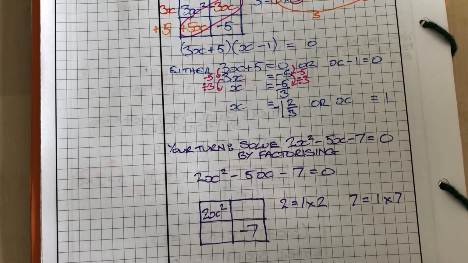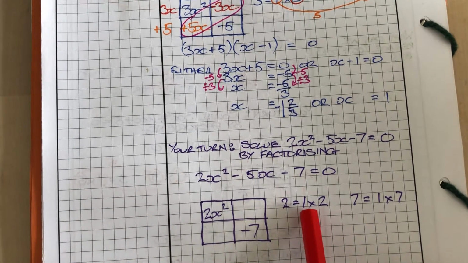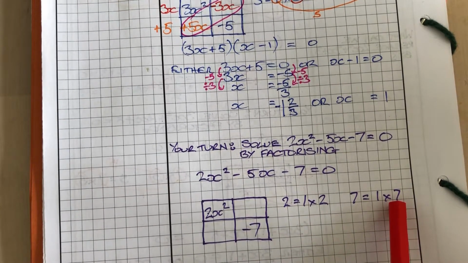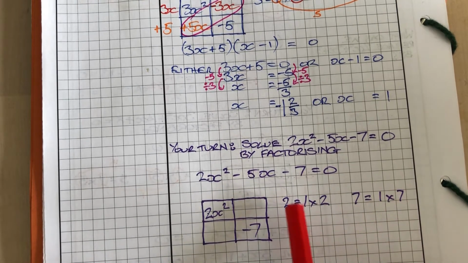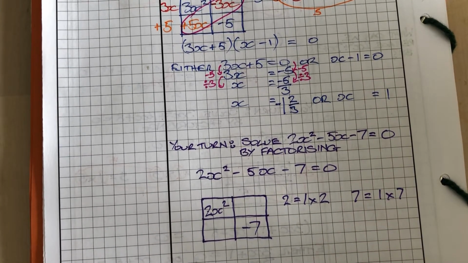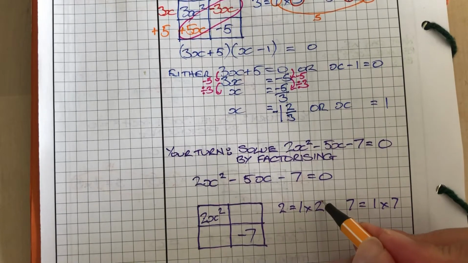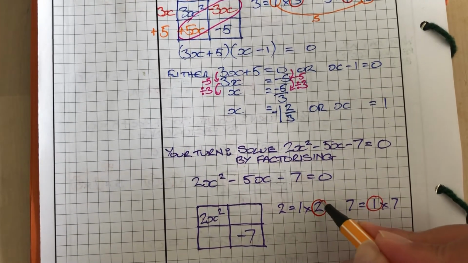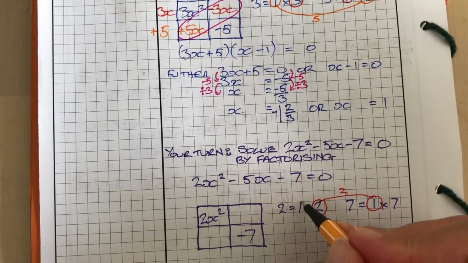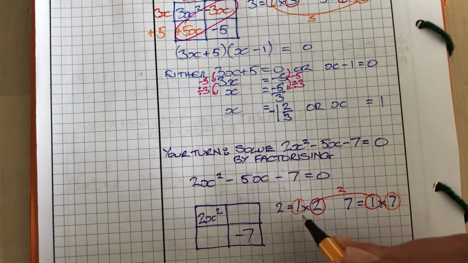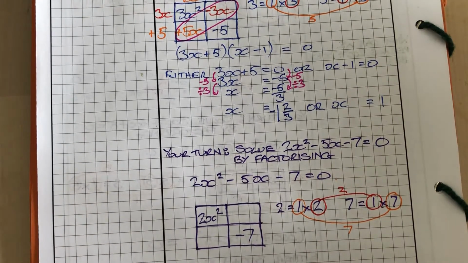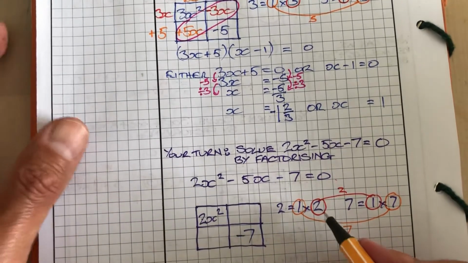So a little bit of trial and error. Okay, 1 times 1 is 1, 2 times 7 is 14, 14 take away 1 is 13, it's not that. 1 times 7 is 7, 2 times 1 is 2, 7 take away 2 is 5, that's our pairing. So put the 2 with the 1, 2 times 1 gives me 2. Put the 1 with the 7, 1 times 7 is 7, and 7 take away 2 will give me that 5 in the middle.